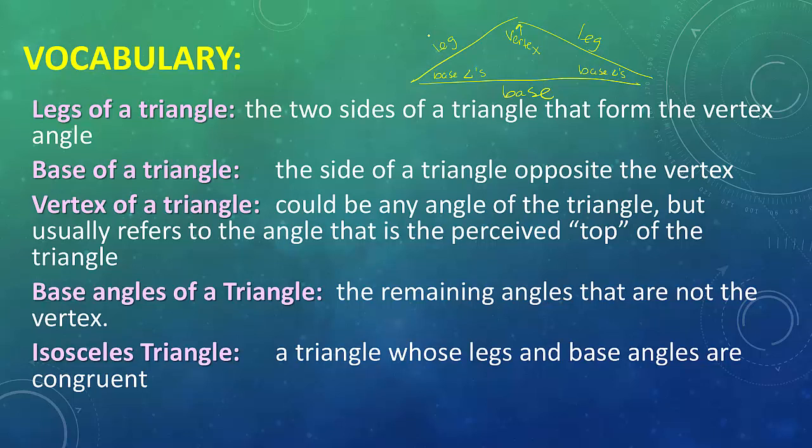And then an isosceles triangle is a triangle whose legs and whose base angles are congruent. So if I have a triangle that is isosceles, these two would be congruent and these two would be congruent. So the legs of the triangle and the two base angles would both be congruent.